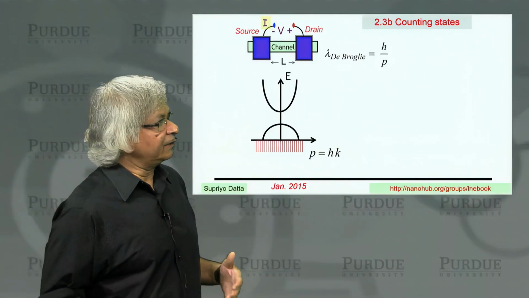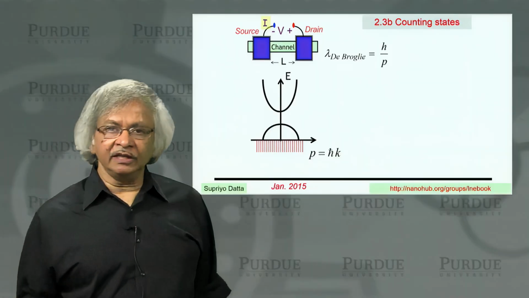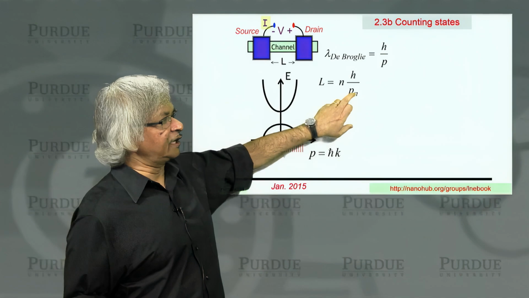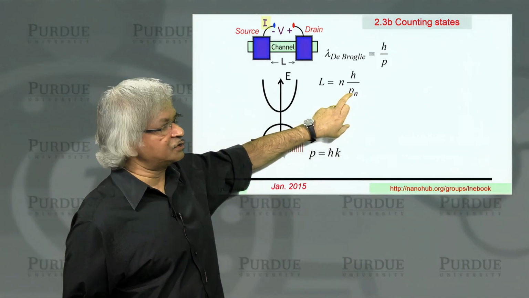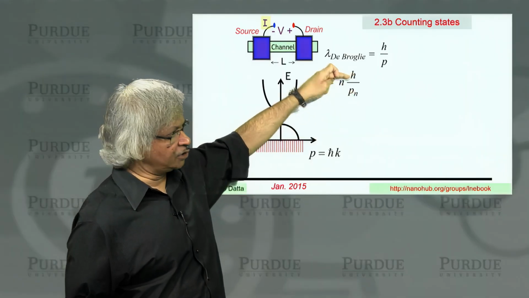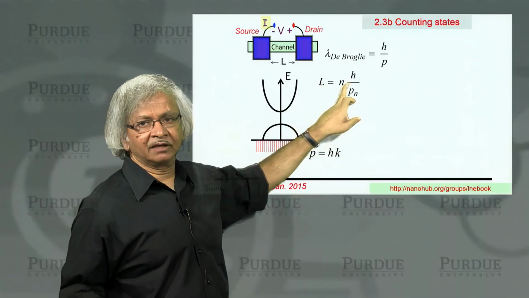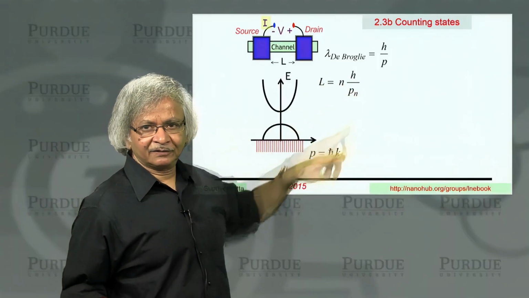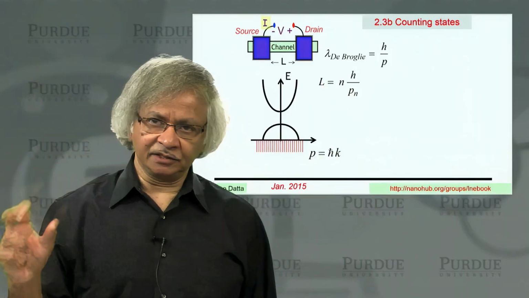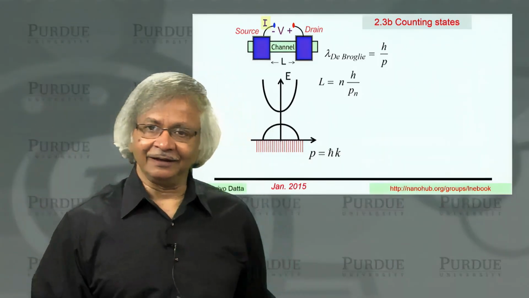So what we argue is, if you have a solid with a given length L, then only certain momenta are allowed. An electron cannot have any momentum. It can only have certain values P sub n, such that the corresponding wavelength is h over Pn, and the length of the solid is an integer number times the wavelength. The condition you are imposing is that an electron with a certain momentum has a certain wavelength, and that wavelength must fit into this box of length L.